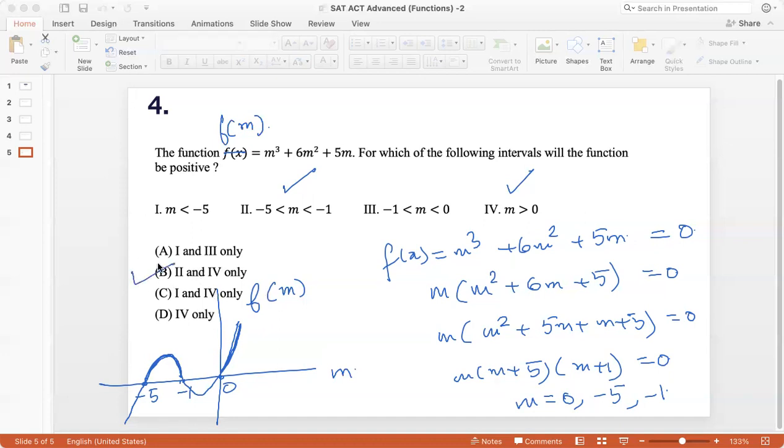So this was a quick drill on advanced problems from functions.